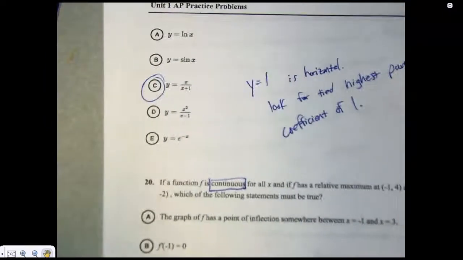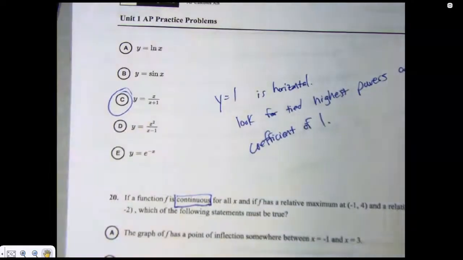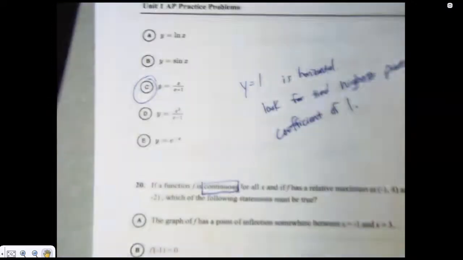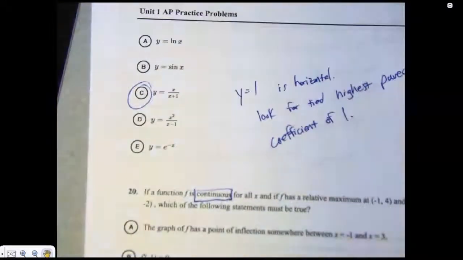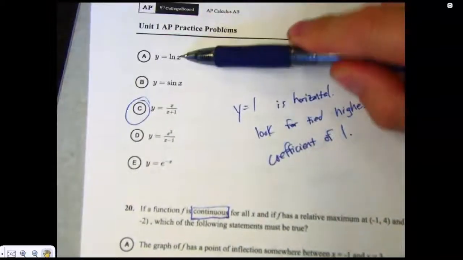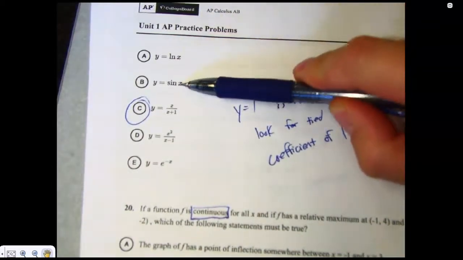19. Which of the following equations has y equals 1 as an asymptote? All right, if it's a horizontal asymptote, the highest powers have to be tied. The coefficients have to come out to 1 because they want the horizontal asymptote to be 1. Not even a fraction. Not even a fraction.